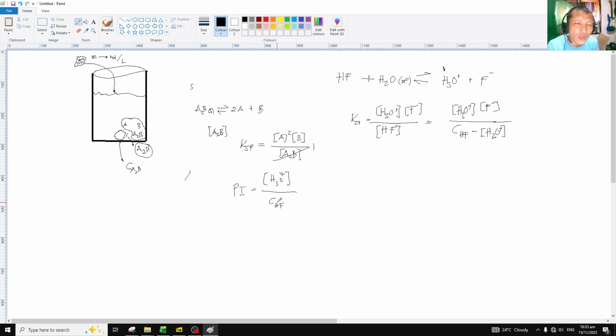That is the percent ionization: of the original, how much becomes ions. Of course, this is acid and base, so the ions are H3O plus and fluoride. And then multiply it by 100%. So in this case, we only have to solve this Ka.